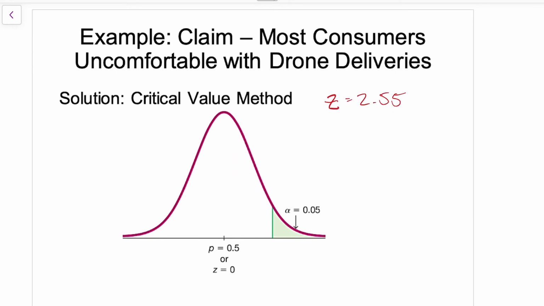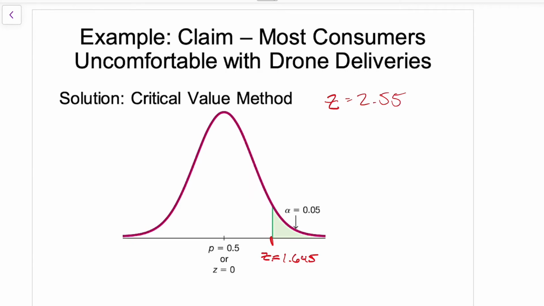So as we stated, our test statistic was 2.55. And what the critical value method does is it creates the critical region. We found that this critical value was z equal to 1.645. That is the z-score that has an area to the left of 0.95, which gives us the area to the right of our alpha value.